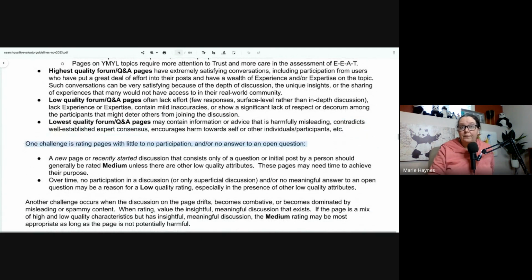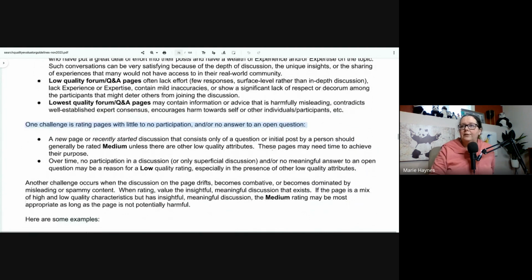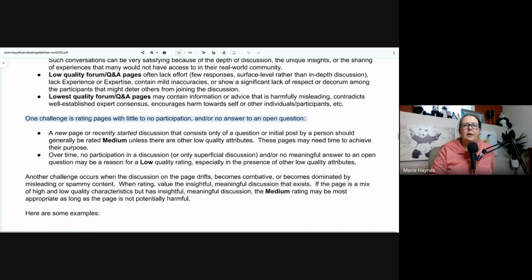One challenge, so all of this was in the guidelines before. One challenge is rating pages with little to no participation and/or no answer to an open question. A new page or a recently started discussion that consists of only a question and an initial post from a person should generally be rated medium.